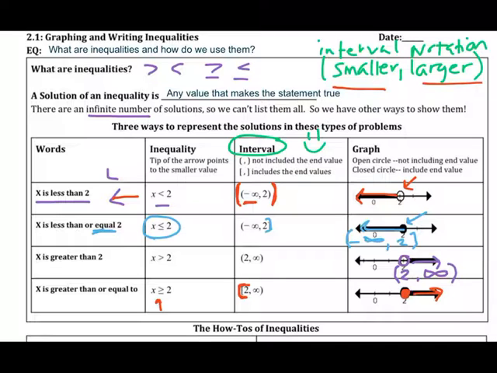Something really important to understand: all three of these, inequalities, interval notation, and graph, are representing the exact same solution set, but they're representing them in different ways. I think one of the most important takeaways from this lesson is that you understand that all three of these are representing the exact same words on the left.